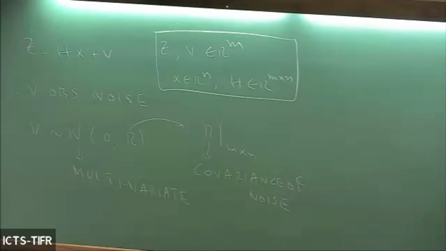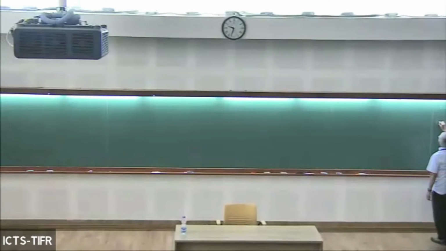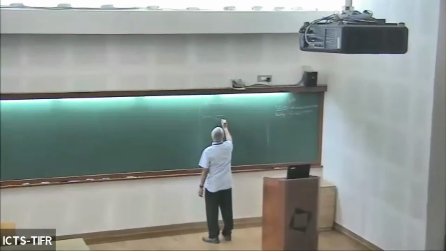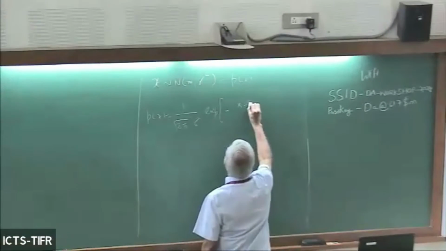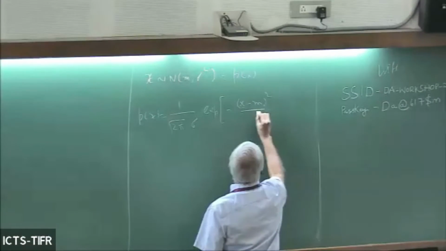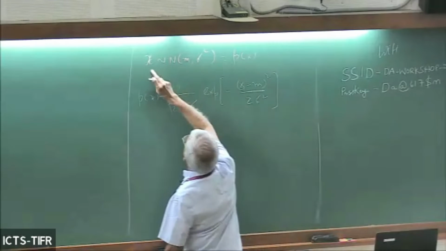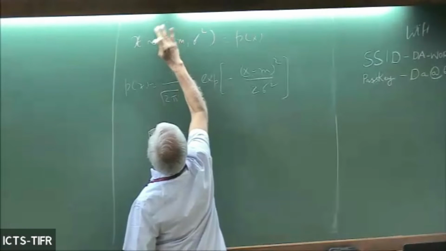x is a random variable. Suppose x is normal with mean m and variance sigma squared. It means the probability density function of x, p of x, is equal to 1 over square root of 2 pi sigma, times exponential of minus (x minus m) whole squared divided by 2 sigma squared. Here, x is a real random variable.